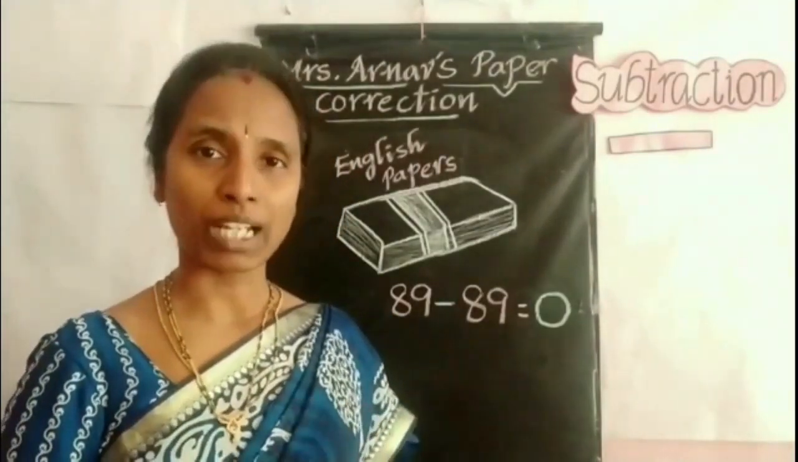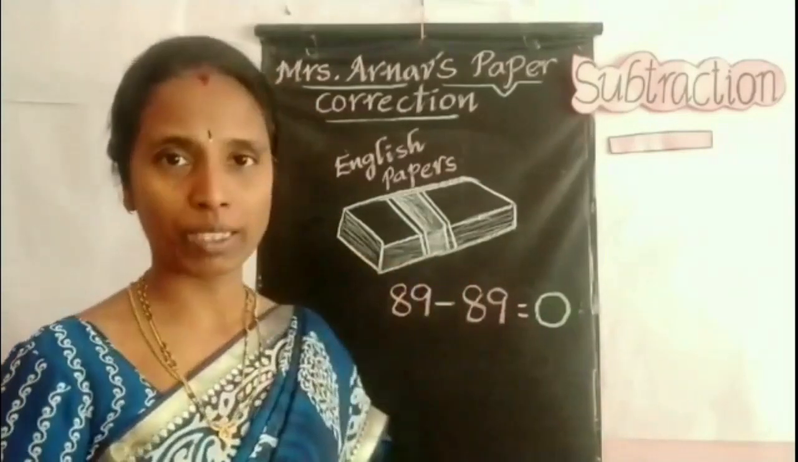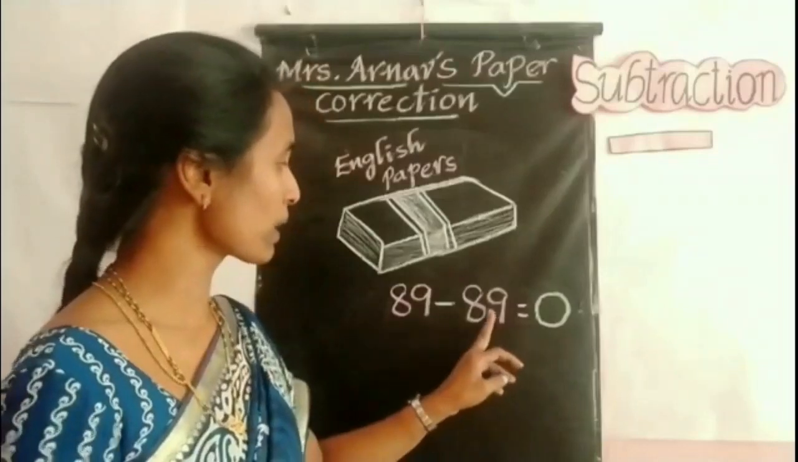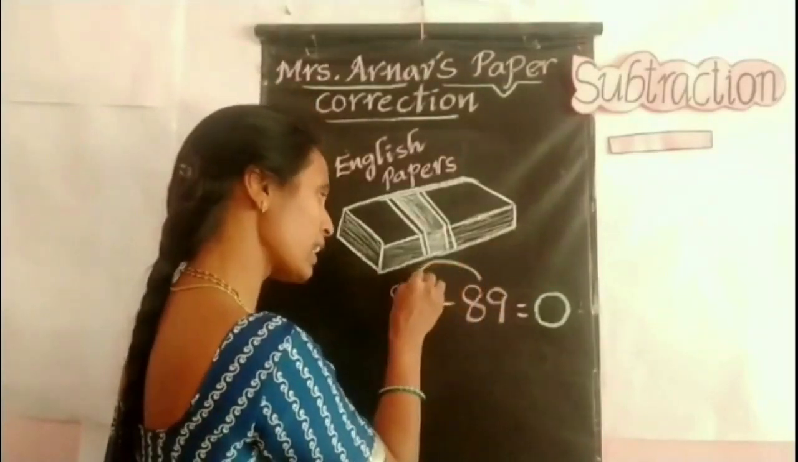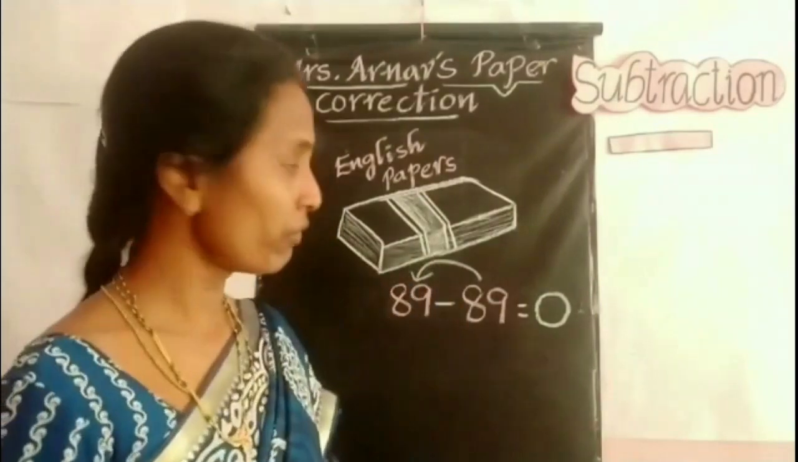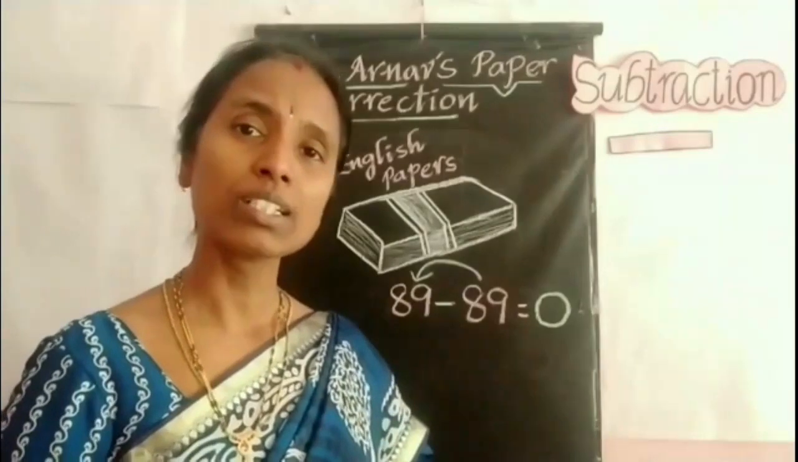So from this, what did you understand, children? When a number is subtracted from itself, as here I am subtracting 89 from 89, the difference is always 0.